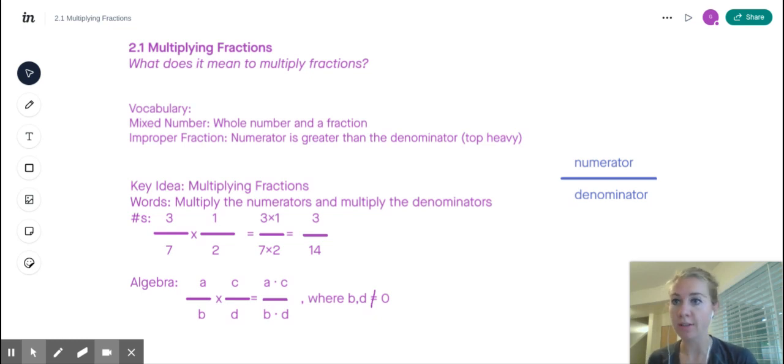All right, sixth graders, let's go over chapter 2, section 1, multiplying fractions. The essential question is, what does it mean to multiply fractions?